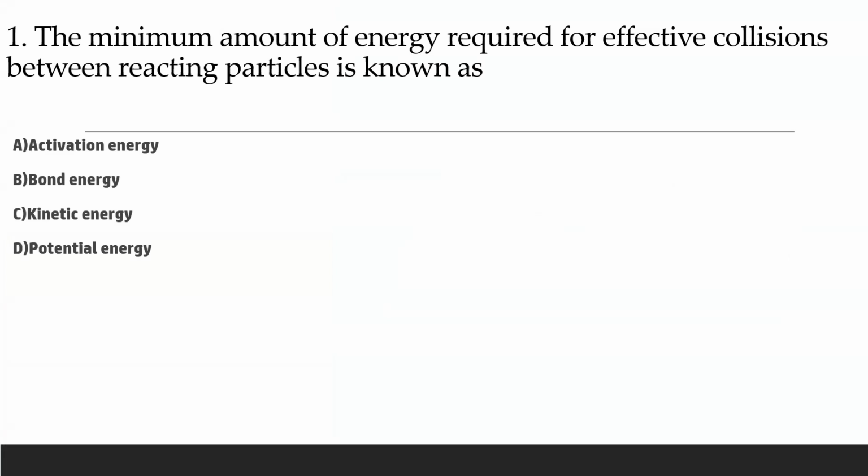Generally, ladies and gentlemen, for a chemical reaction to occur, there must be reactant particles. Let's say A plus B react together to produce C plus D. But before this reaction takes place, there must be a minimum amount of energy that these reactant particles must overcome. And that minimum amount of energy is called activation energy.